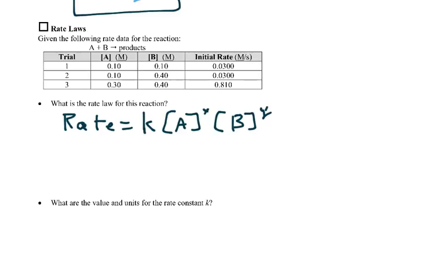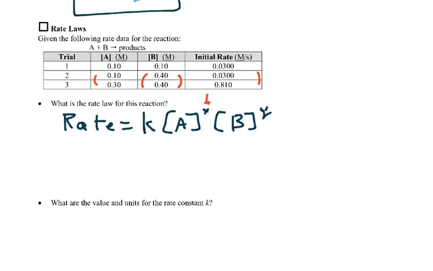Now we're going to do this by looking at our data, and here the important part is we see that we have data right here where the B is not changing. That's important because that means any change in the rate is due to the change in the concentration of A. So that's going to let us figure out the value of x, or the order for the chemical A.